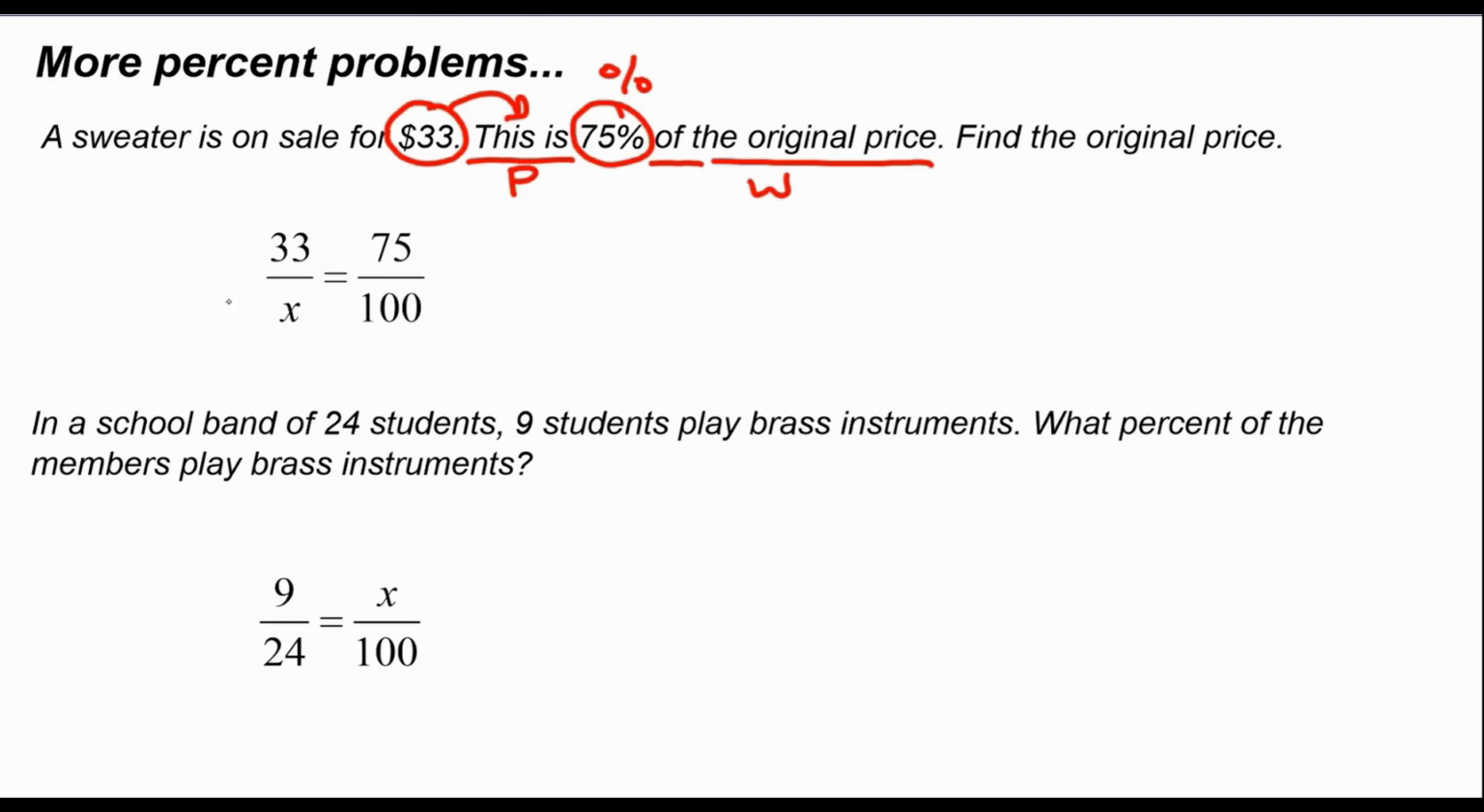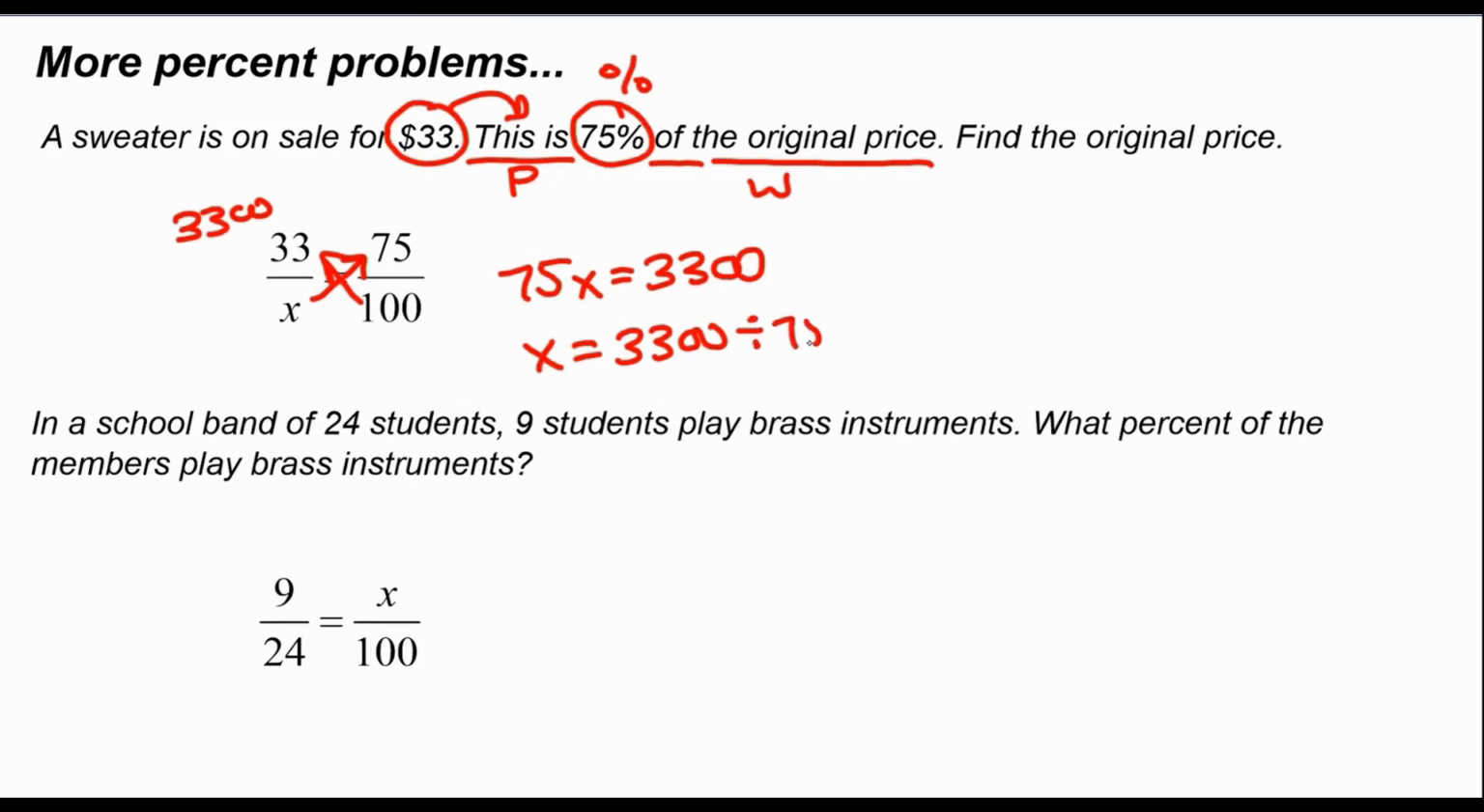So I fill in my proportion here, and then I use cross products to solve this one. 100 times 33 is 3,300. And that tells me that 75 times x is 3,300. So x will be 3,300 divided by 75. So x is 44. Now I have to look back at the problem. Well, 44 what? We're looking for the original price, so we're talking about money. So the original price was $44. The original price of the sweater was $44 before the sale.